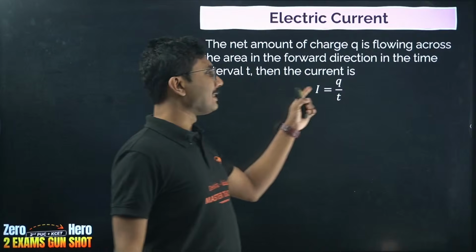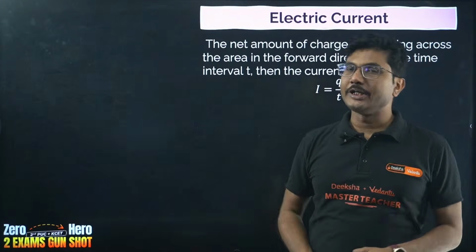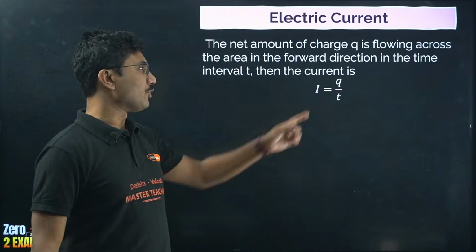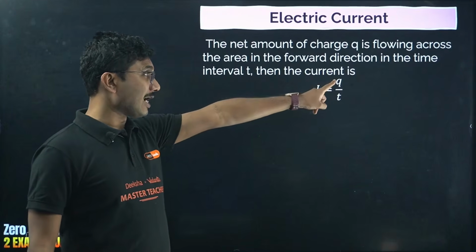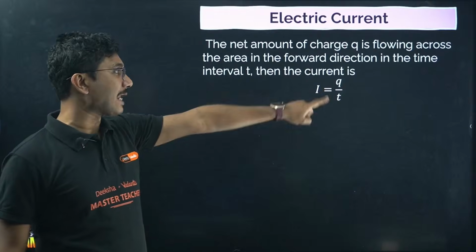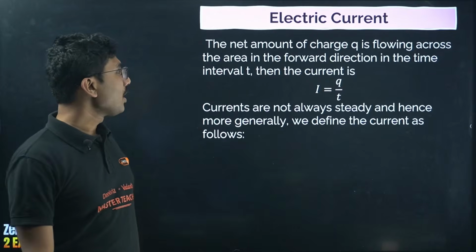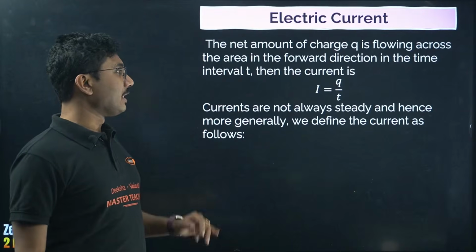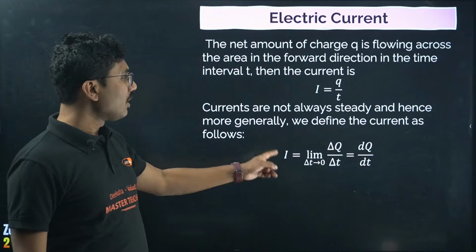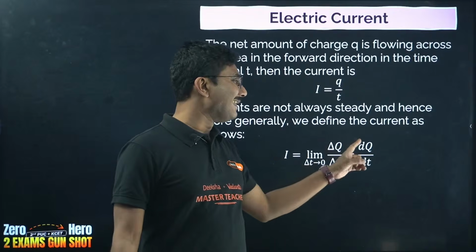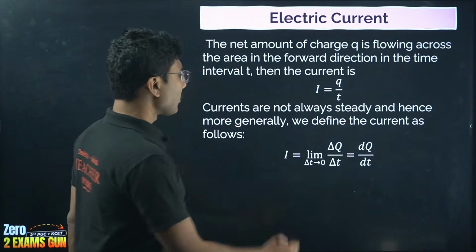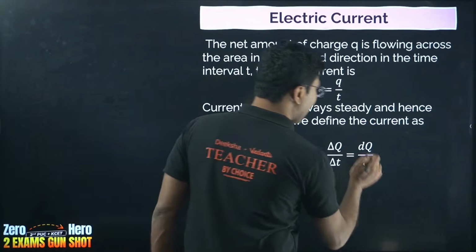So current is basically given by charge per unit time. If you know the charge and the time, you can calculate charge per unit time. Currents are not always steady, and hence more generally we can define current as I equals dq by dt. Now, why this formula is very, very important?